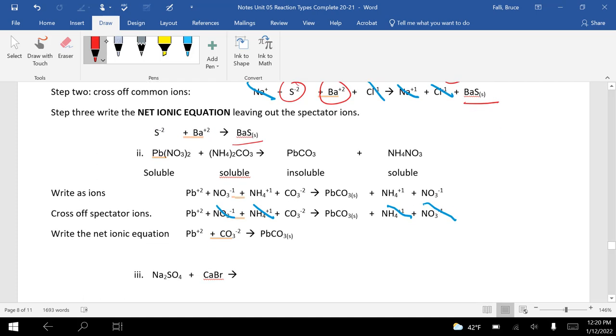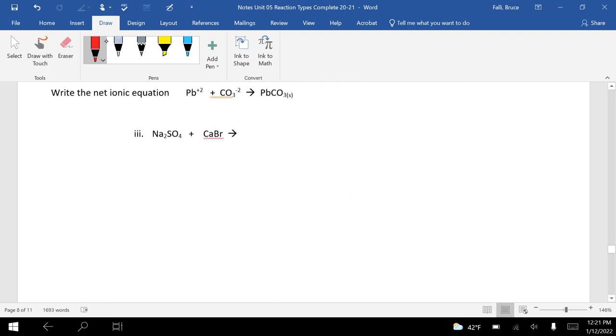But this will get you through every time. Write as ions. Okay, soluble. Ions, boom, boom. Ions, boom, boom. Insoluble is my precipitate. BaS, boom, solid. Soluble, boom, boom. Okay? Cross off your spectator ions and do it. So let's take a look. Let's do one more.